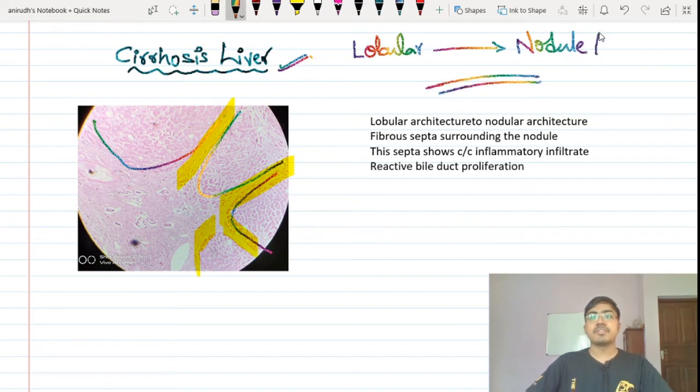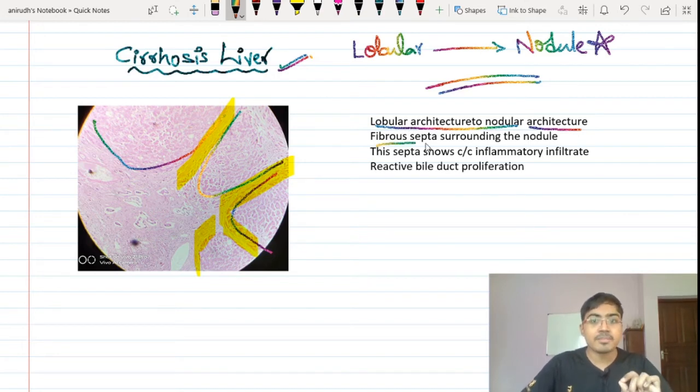Right? This is the basic feature of cirrhosis. Now that is what is seen in this particular image. So lobular architecture to nodular architecture. Now it is nodule because it is cirrhosis. Fibrous septa surrounding the nodule. Yes, there is a fibrous septa which I have marked in yellow highlighting, isn't it?